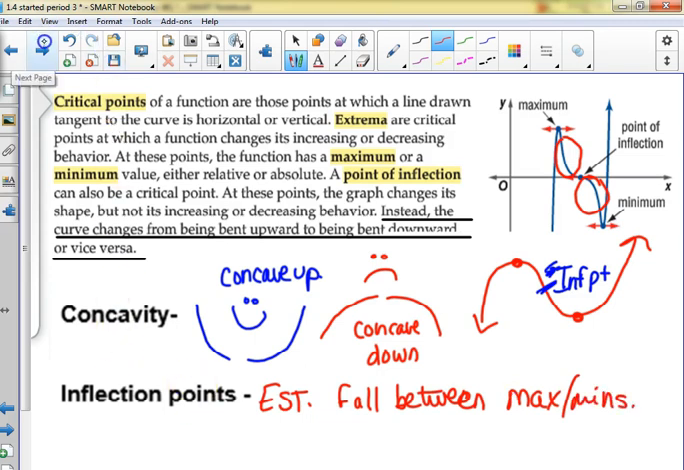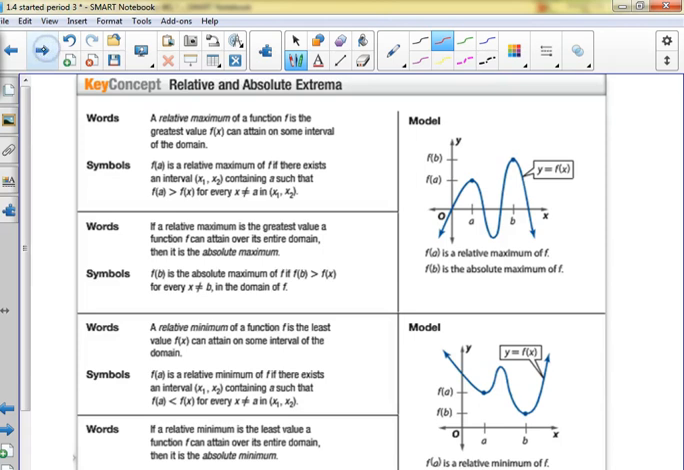All right. Can I go on? Anybody need more time on this slide? All right. So here's a picture.